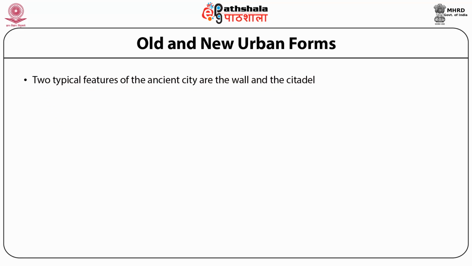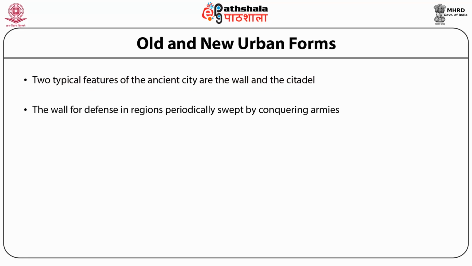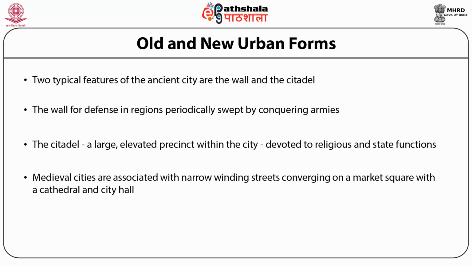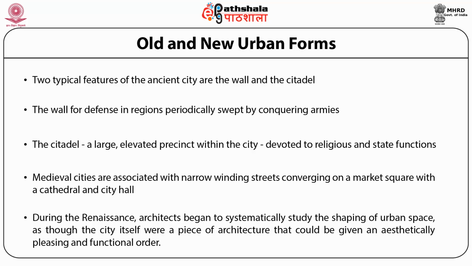Two typical features of the ancient city are the wall and the citadel. The wall for defense in regions periodically swept by conquering armies, and the citadel, a large elevated precinct within the city devoted to religious and state functions. We usually associate medieval cities with narrow winding streets converging on a market square with a citadel and city hall. During the Renaissance, architects began to systematically study the shaping of urban space as though the city itself were a piece of architecture that could be given an aesthetically pleasing and functional order.